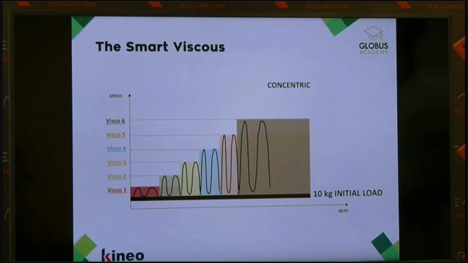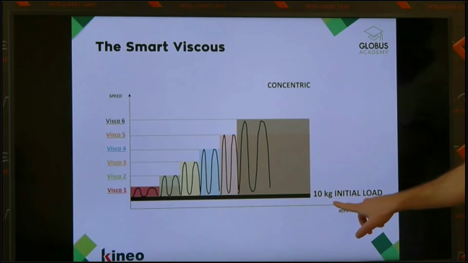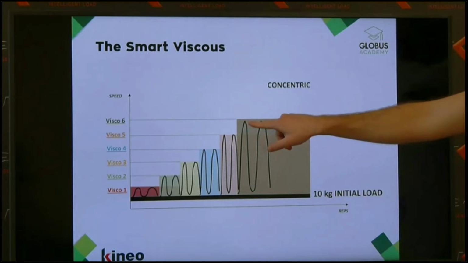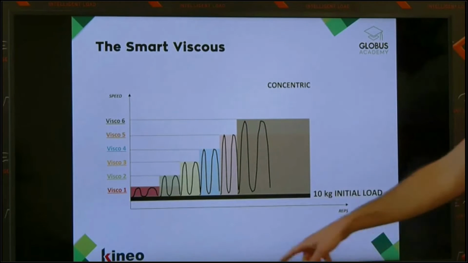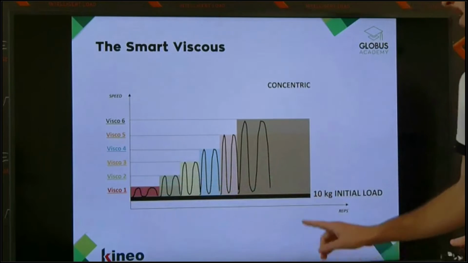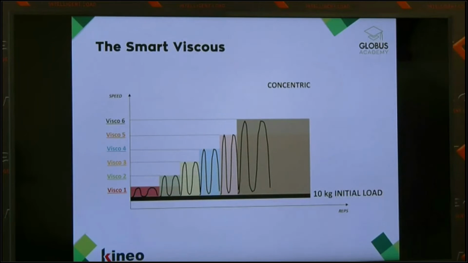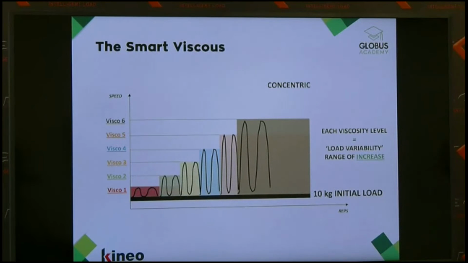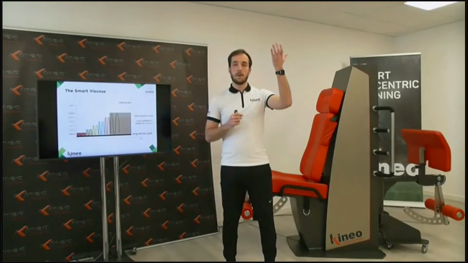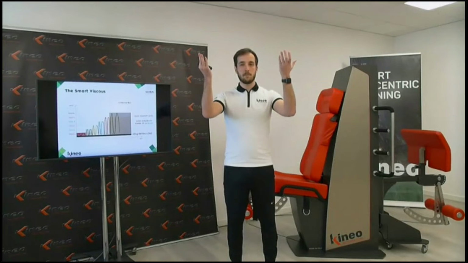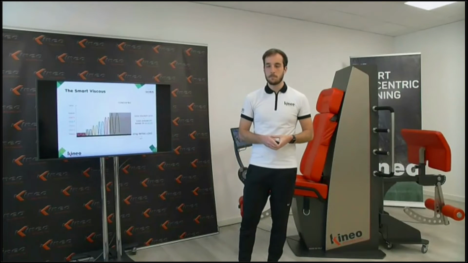You can understand now that with the same 10 kilograms, I could reach very high loads here, or I could reach not much more than 12 kilograms, maybe 13 kilograms, 14 kilograms. This depends on my execution. Each viscosity level is a load variability range of increase, because we are talking now about concentric. If I speed up my movement, if my speed of the movement goes up, my load goes up. Okay, pretty clear, pretty easy to understand.